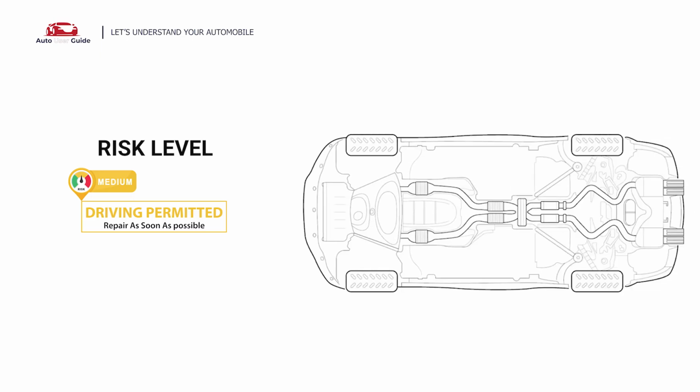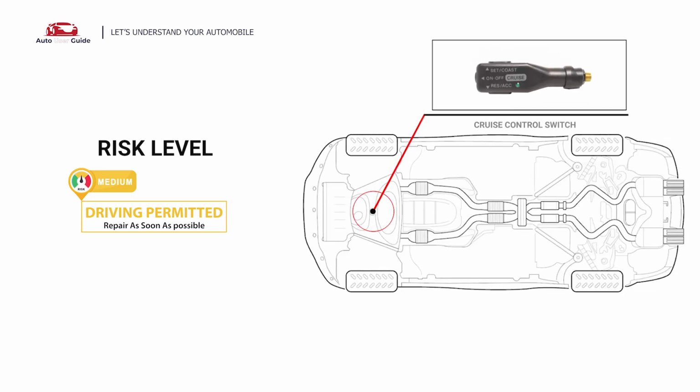This engine code indicates that the PCM has detected an issue with the brake switch, which is responsible for signaling the PCM when the brake pedal is depressed and also controls the brake lights. Under this circumstance, short-distance driving is permitted, but your vehicle should be repaired as soon as possible.